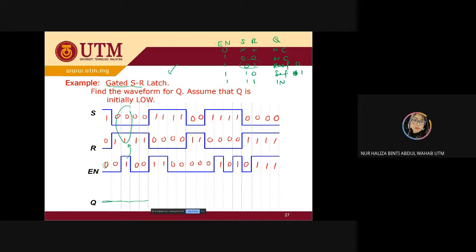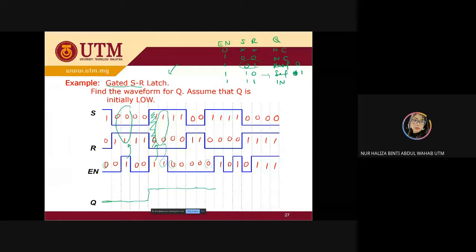Then I meet my 1 here. With this 1, I'm going to look into my input. Input is 1, 0, it is set. So I'm going to set. I meet another 1. I need to look into my input. It is 1, 0 again, it is set. And then after that, it is 0, no change, no change, no change, no change, no change until here.